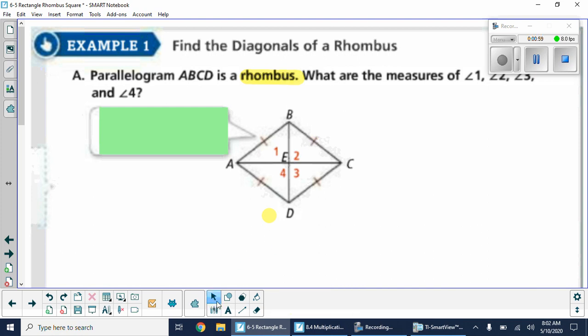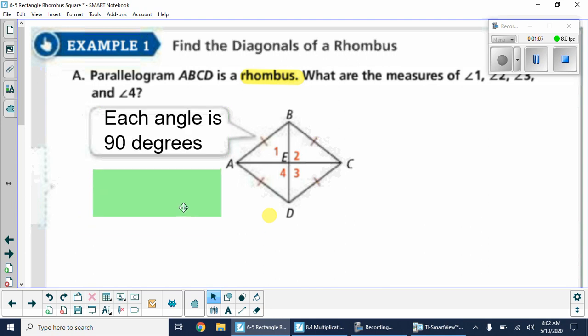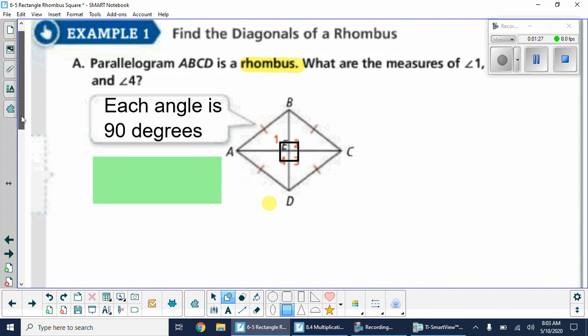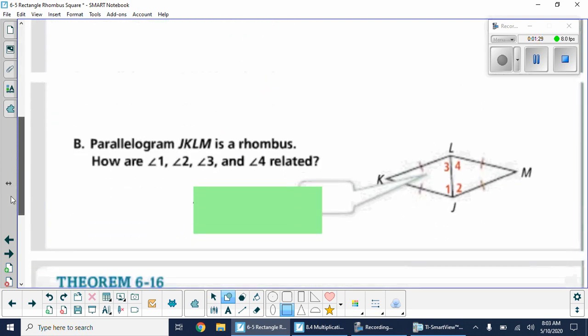So it says, what are the measures of angle 1, angle 2, angle 3, and angle 4? It's all these angles that are in the middle. But here's the one trick. When we talk about a rhombus, each angle in the middle, every angle inside is 90 degrees. Okay, so we're going to add our little 90-degree box to all 4 of them. Each of those angles inside is 90 degrees. Okay, so let's go ahead and scroll down to this next part.